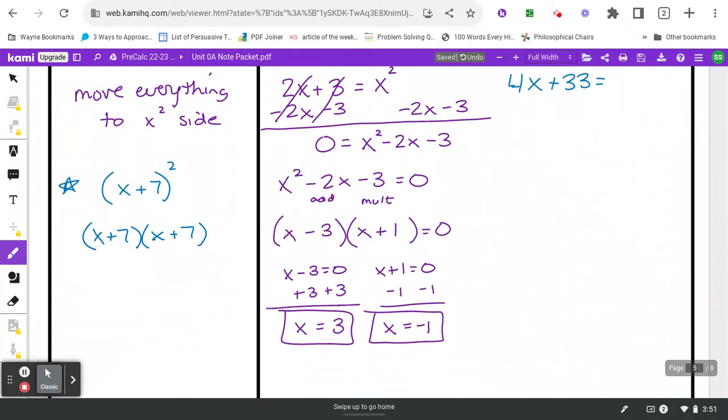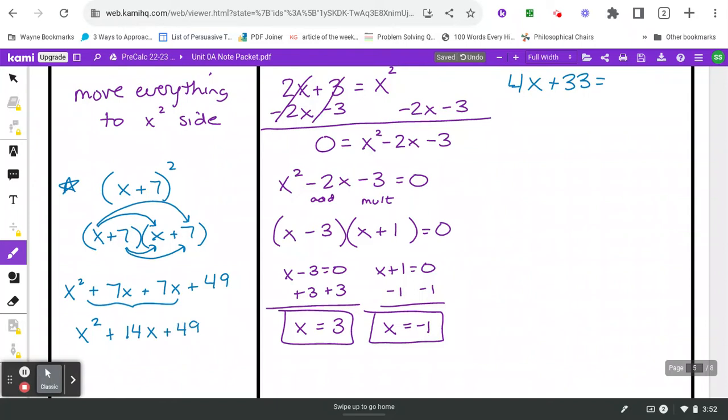This is a process we call foiling, also called double distributing. So you can take the x times x, gets x squared. X times 7, 7x. Then you distribute the 7 times x, 7x. And the 7 times 7 for 49. Then we're going to put our like terms together. So I bring down x squared. I add the 7 plus 7 to make 14. Bring down the x plus 49.